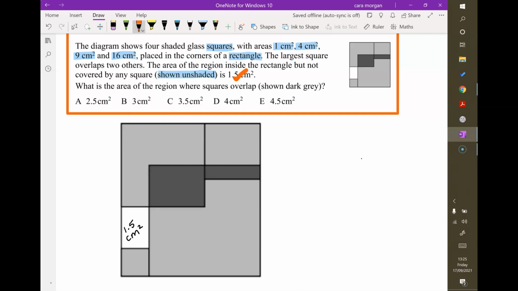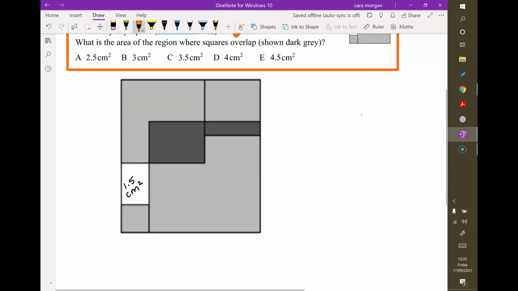Okay, so I think what I'm going to do first is put any information on it that I can. Now, I'm told that the smallest square has an area of 1 centimetre squared. So if I'm having a look inside, I can see that 1 centimetre squared is at the bottom, and that must have lengths of 1 centimetre. So they are facts I can write on my diagram.